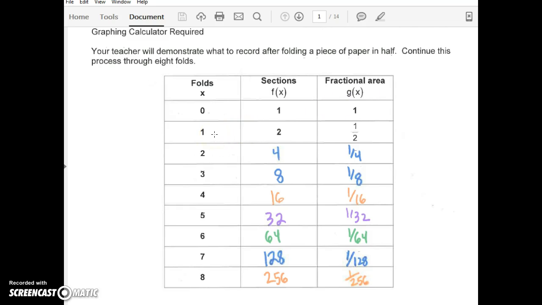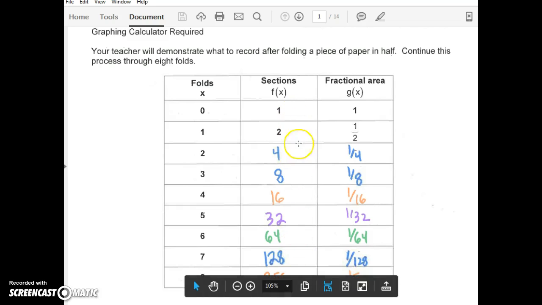If you fold the paper once, and it doesn't matter how you fold it, you'll end up with 2 sections. And each section will have a fractional area of 1/2 of the entire thing. If you make 2 folds, you will now have 4 sections. And from there, you'll have 1/4 the area for each of those sections. And that pattern continues. So essentially what's happening here is when you fold, you're doubling the number of sections that you started with. And this would be an example of an exponential growth relationship.